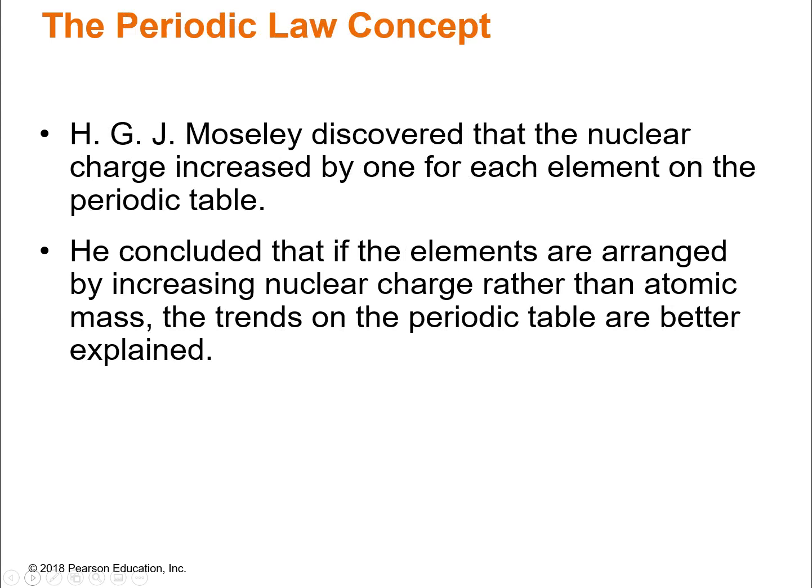The final concept that took Mendeleev's idea and created the periodic table that you see today is, instead of using atomic mass, you use nuclear charge. So we're talking about increasing atomic number. And that seemed to be an even better fit for the trends on the periodic table than atomic mass.